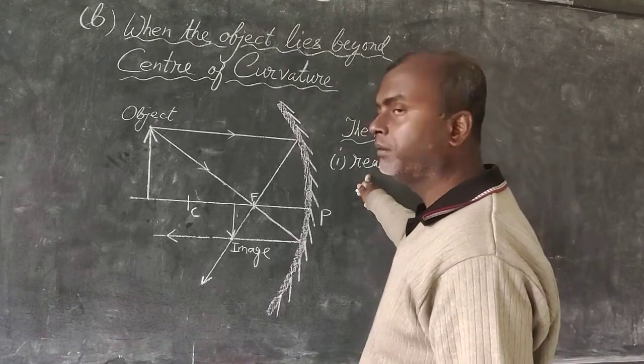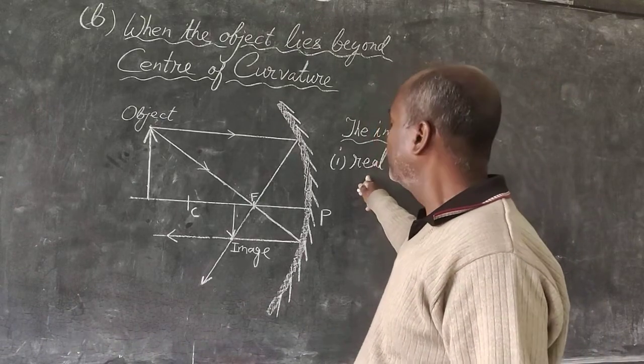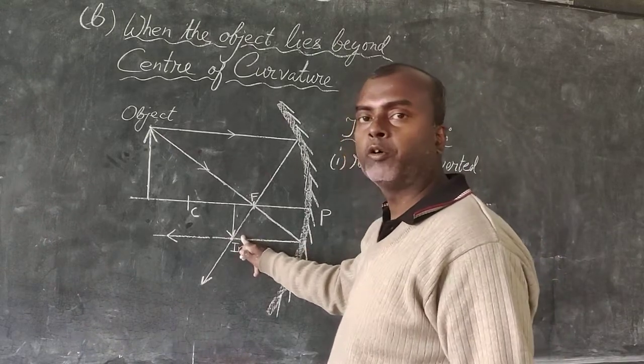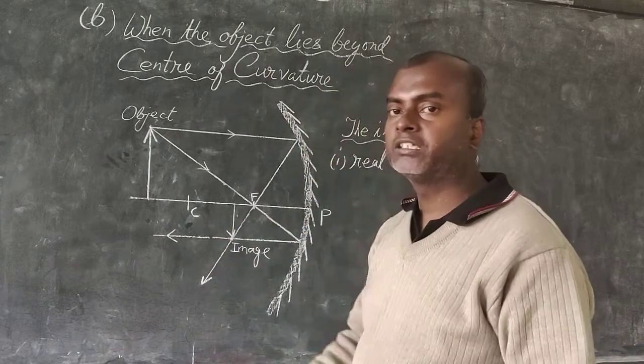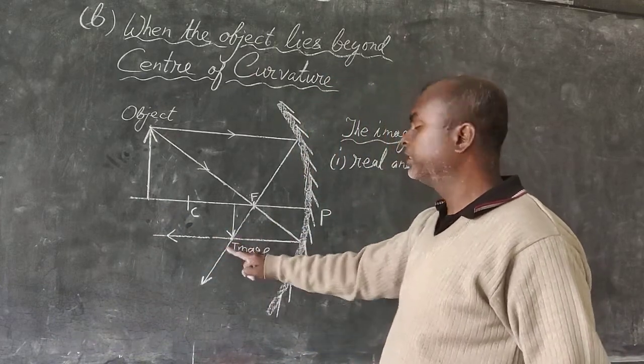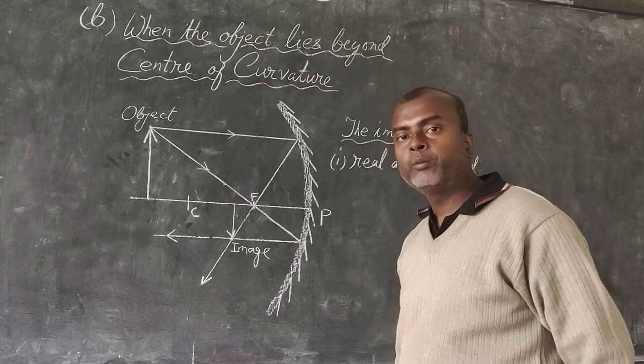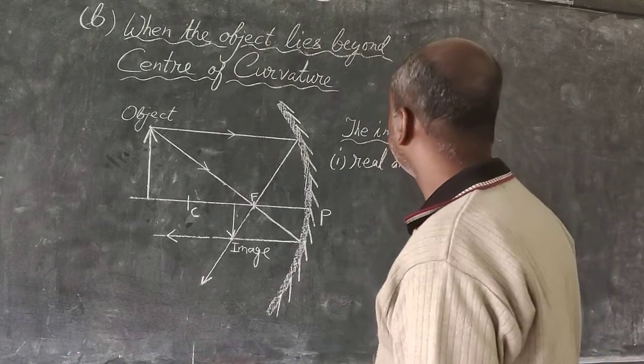And it is real. Why? What did I say a real image is? A real image is that image which is formed when the reflected rays actually meet each other. The point where they meet after reflection. That's the point where a real image is formed.